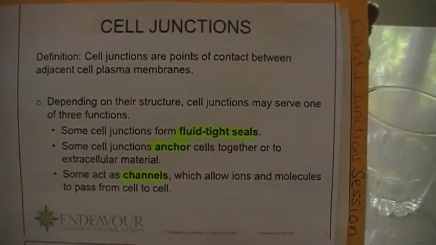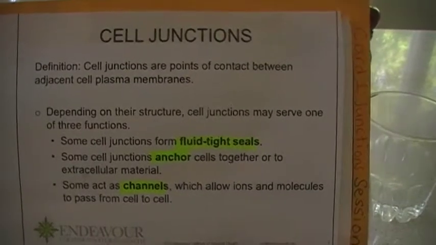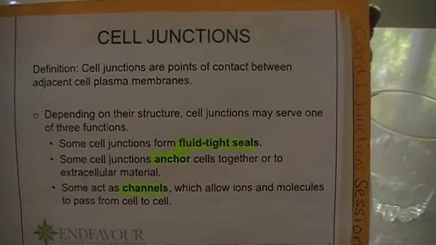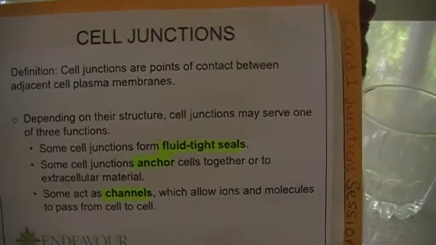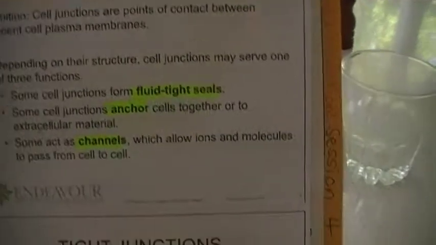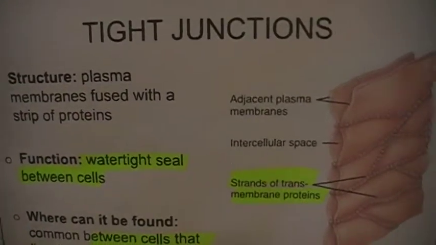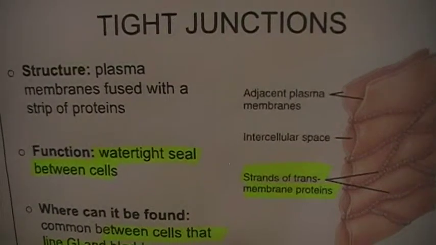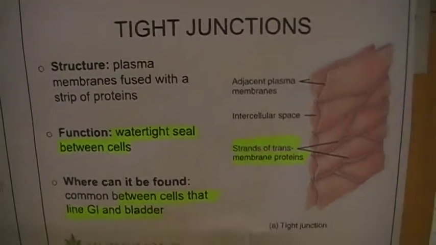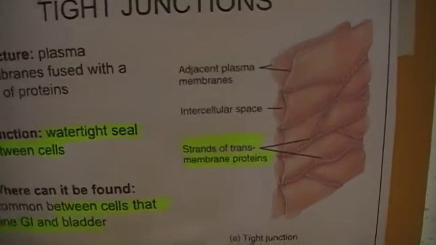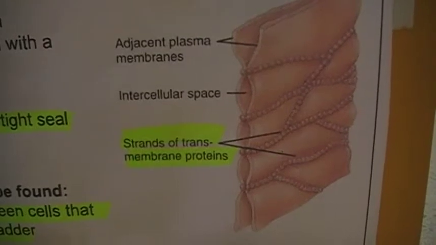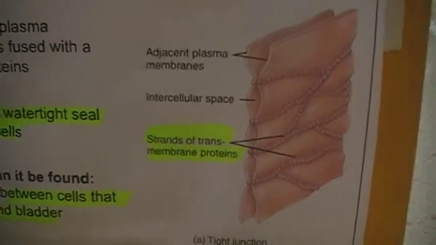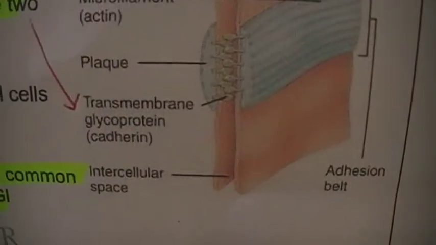Some cell junctions form fluid-tight seals. What are the ones that form fluid-tight seals? Tight junctions. Tight junctions have strands of transmembrane proteins. And these are also called transmembrane proteins.